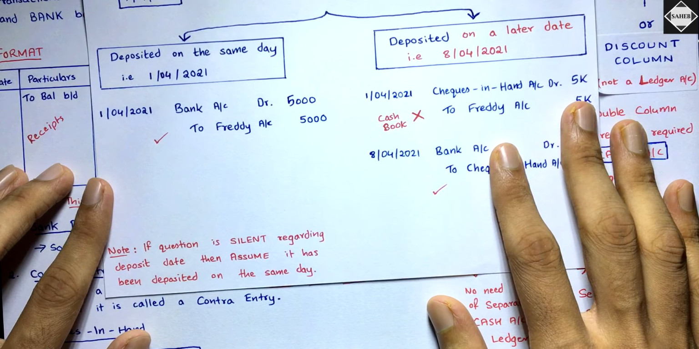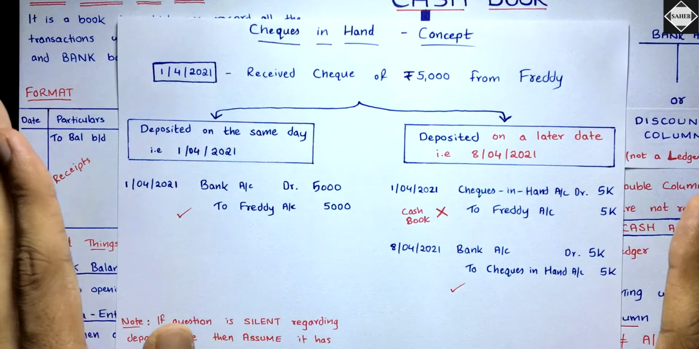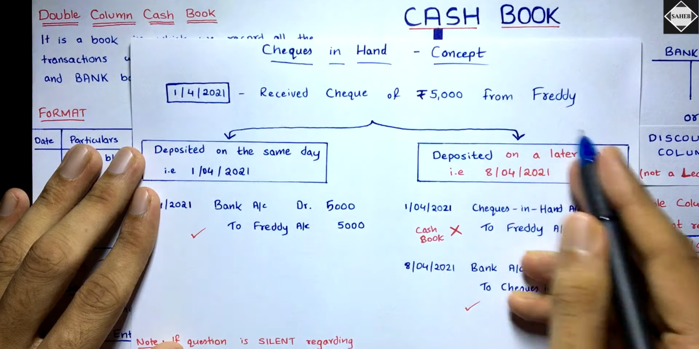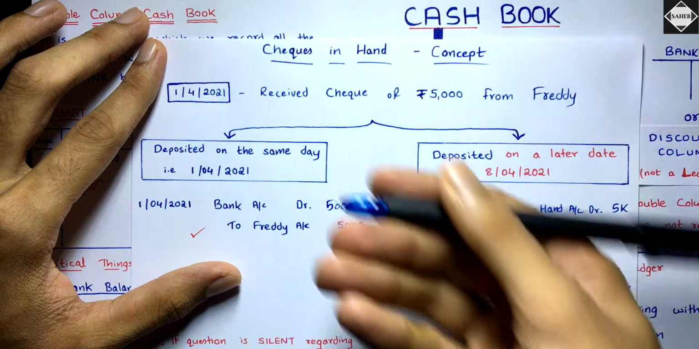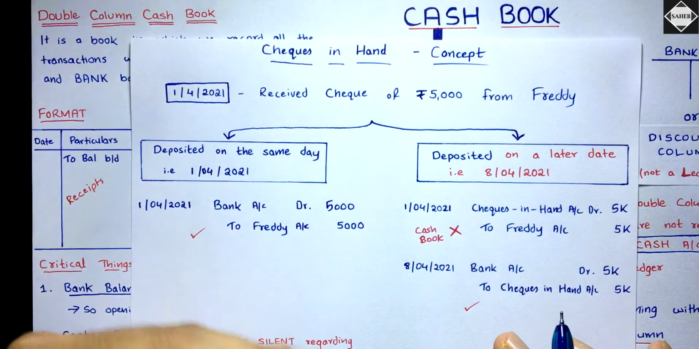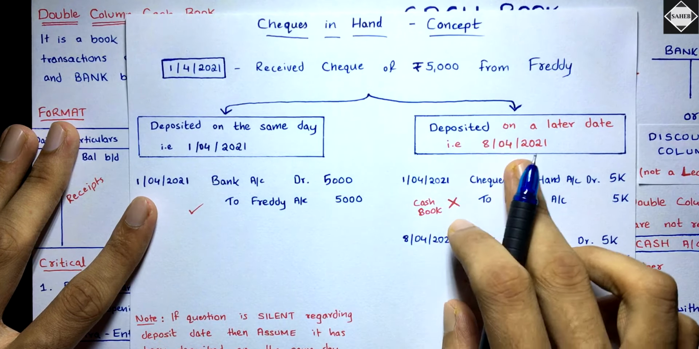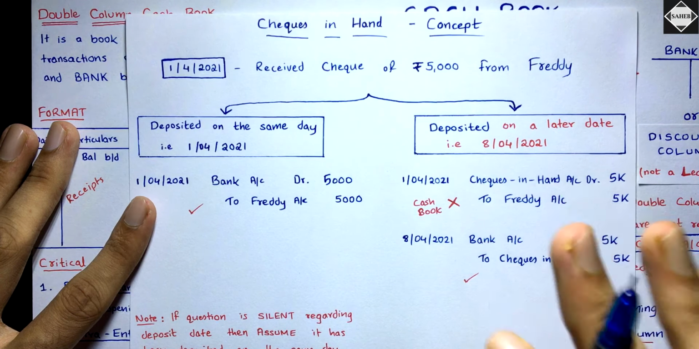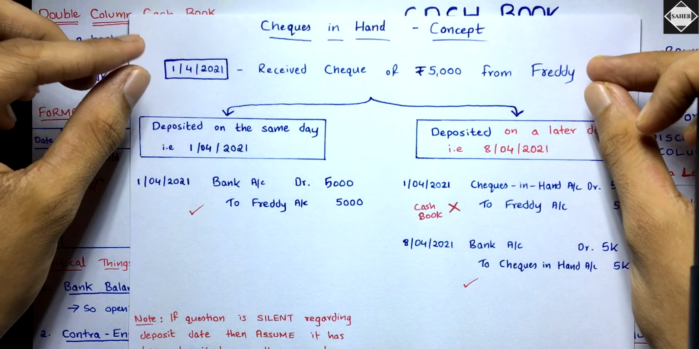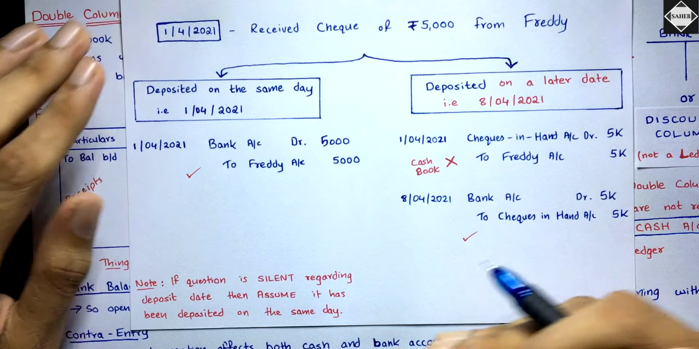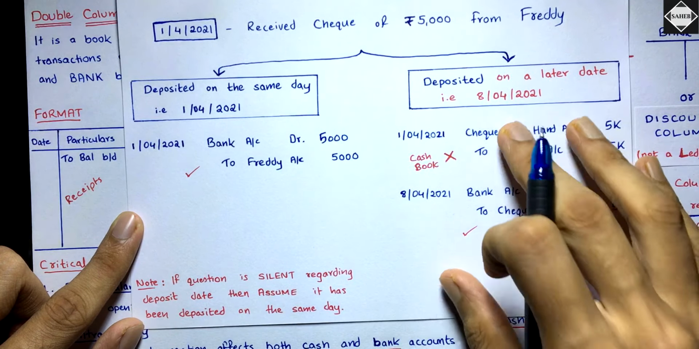But now there's one more thing. If the question is silent regarding the dates, whether the check has been deposited on the same day or a later date, then when you read a sentence like receive check of 5,000 from Freddy, you have to immediately see the transactions below. If this is the fifth transaction, you have to keep going down, sixth, seventh, eighth, and see whether they are saying Freddy's check is deposited on 8th April or 9th April. If on 1st April they gave you this line and then in the 9th or 10th transaction they told you the check has been deposited at a later date and the date is given, then you will do Cheques in hand. This is the method you will follow.